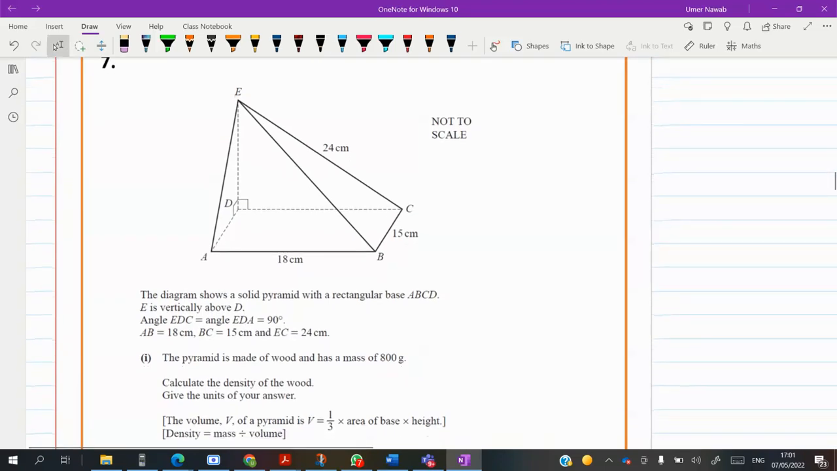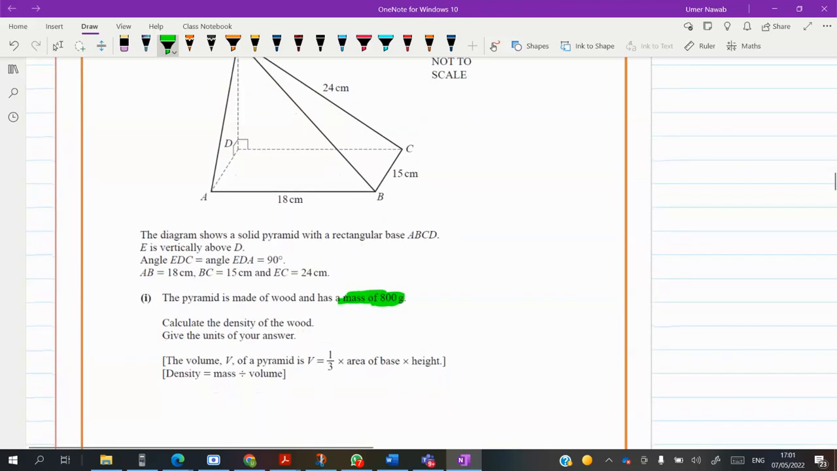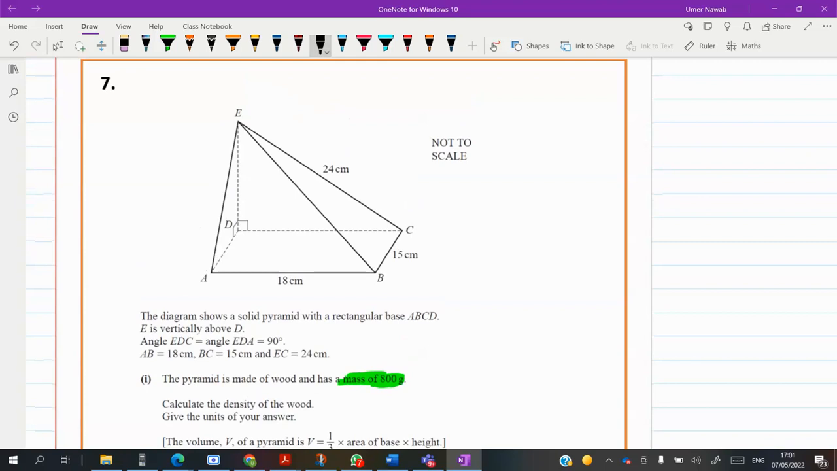Question number 7. We have a pyramid, and the base of the pyramid is a rectangle. He told us the mass of the wood is 280 grams. We want to find density. First, I need to find the volume. For volume, I must have the height. The height is not given to me. No problem. You can use Pythagoras.